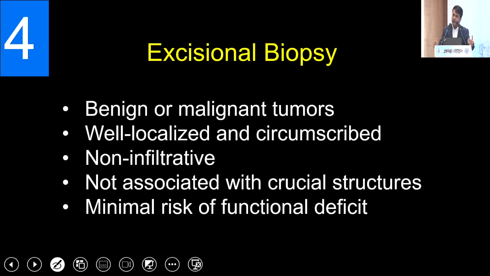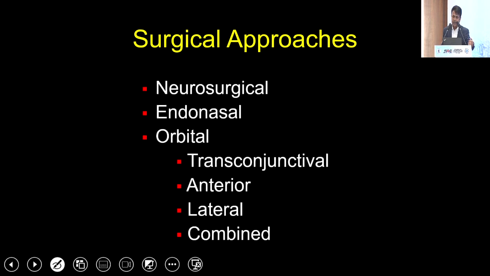Irrespective of what could be the final diagnosis, if the tumor is well circumscribed and it is not related to any of the critical structures in the orbit which may cause functional deficit, you should go ahead with excision. There is no reason to biopsy a well circumscribed orbital mass. You have to excise it.